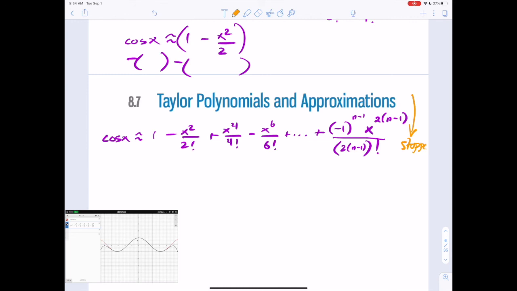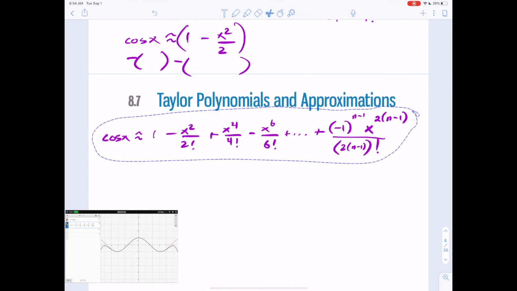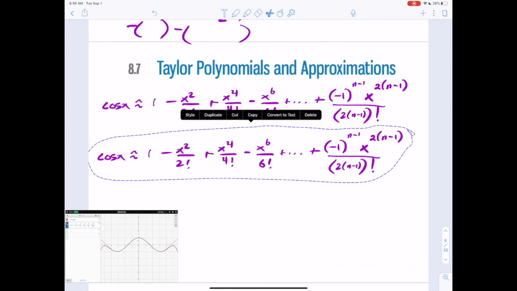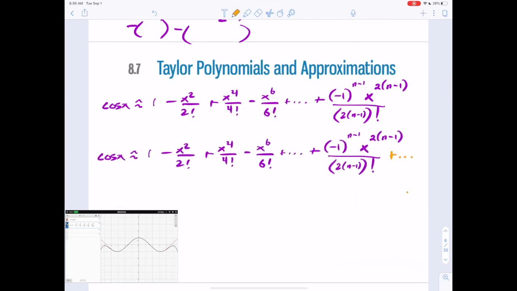However, if I added on an indication that I go on forever, that becomes an equal sign, okay? AP readers are very picky with you writing good math. I think I explained that a lot last year, okay? So make sure you know when it's approximate and when it's equal. And we'll have more practice once we get into the FRQs there, okay?